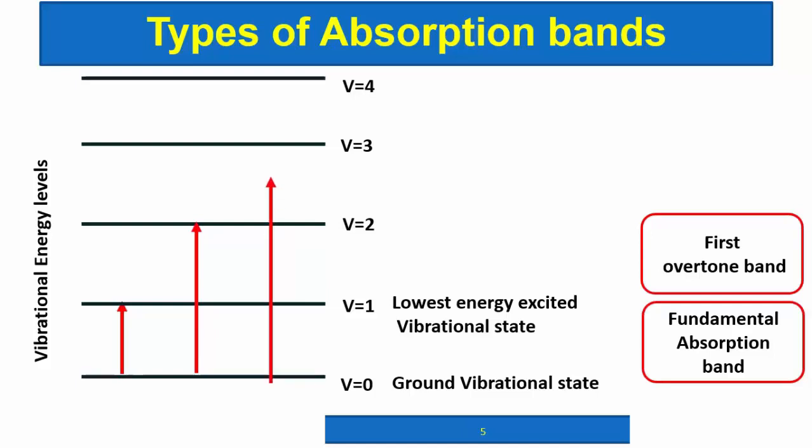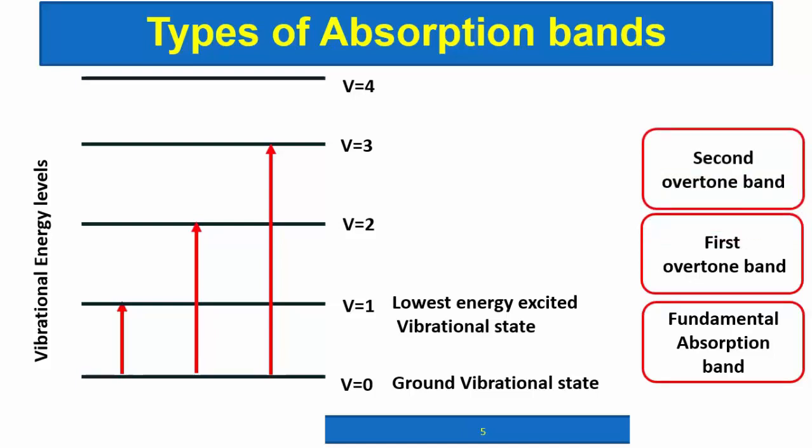If transition occurs from nu equal to 0 to nu equal to 3, then that absorption band in IR spectrum because of this transition is known as second overtone band. So how much energy or how much frequency is required to cause nu 0 to nu 3? Almost 3 times frequency or wave number is required to cause this kind of transition.